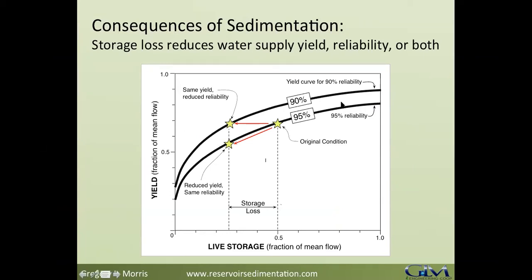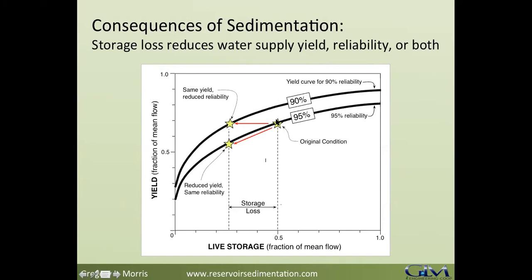These are storage yield curves for firm yield for a water supply reservoir. And this is pretty standard, straightforward. You generate these curves from an inflow hydrograph, and this may or may not have carryover storage. This particular one shows live storage from 0 out to 1 year of mean annual storage. This is conceptual. These aren't actual numbers from a particular reservoir, but they're pretty close to some stuff that I've worked with.